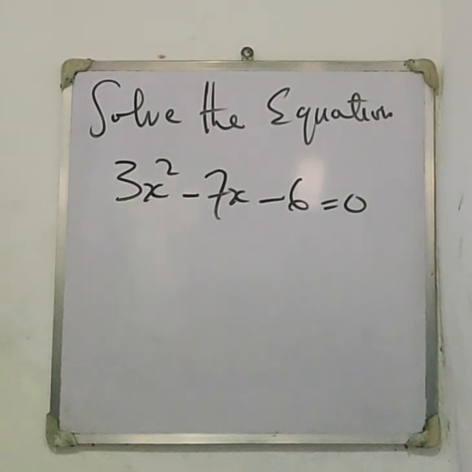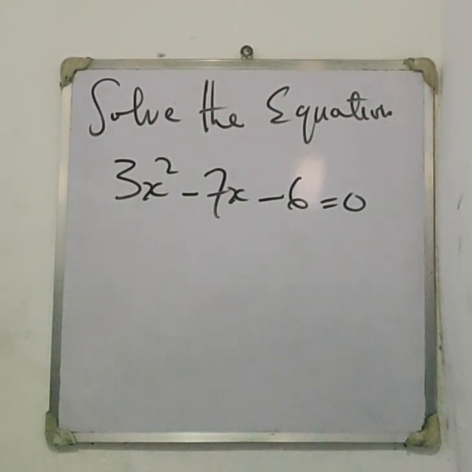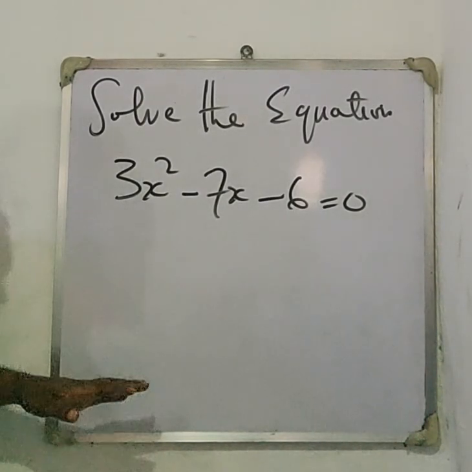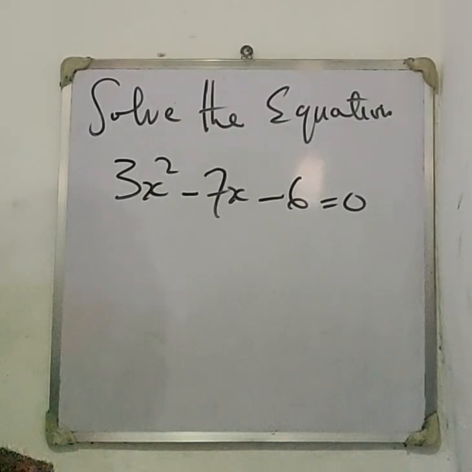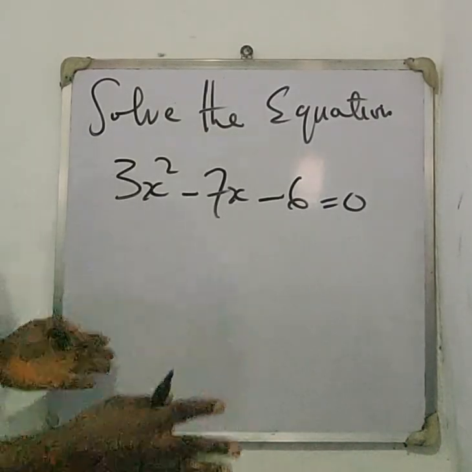Solve the equation 3x squared minus 7x minus 6 equals 0 using completing the square method. To solve this using completing the square method, the first thing we do, we separate it.